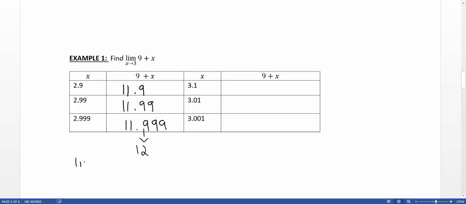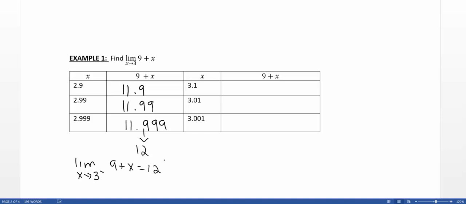So the way we would write this is the limit as x approaches 3 from the left, because those numbers are a little bit smaller than 3, of 9 plus x equals 12. I know that I'm approaching 12 because every time I get a little bit closer to 3, I get a little bit closer to 12, because every time I add another 9, I'm getting closer and closer to 12.